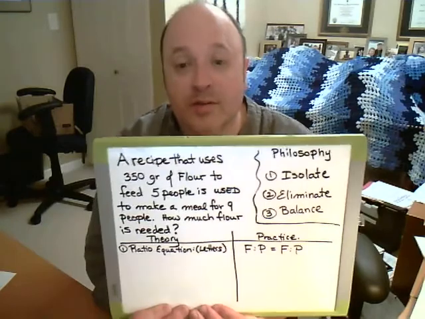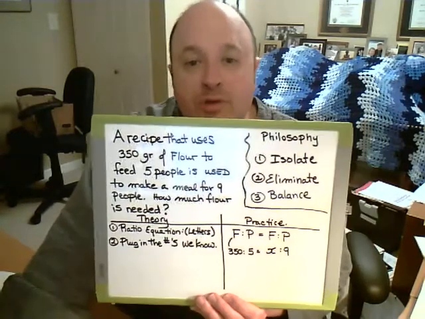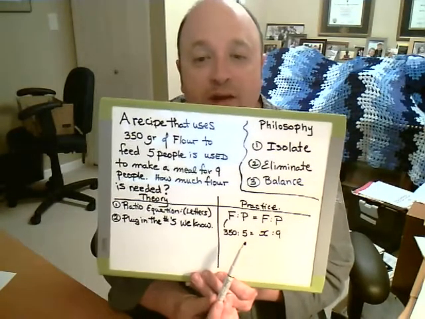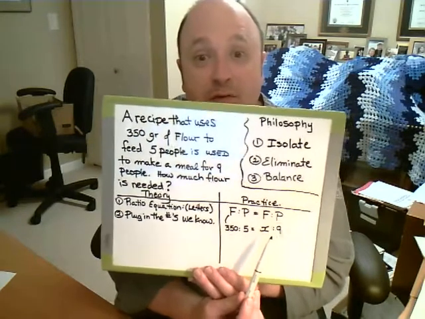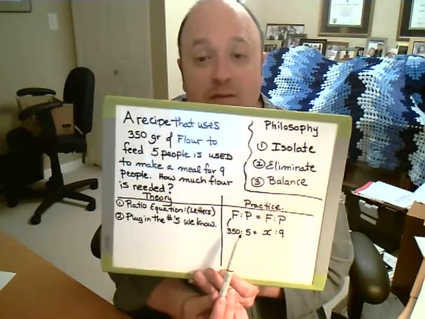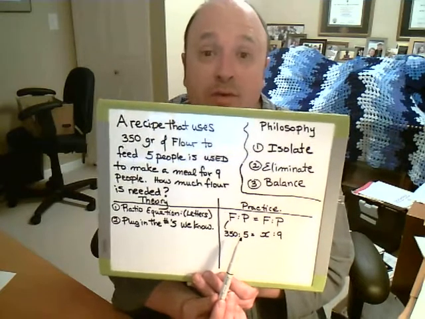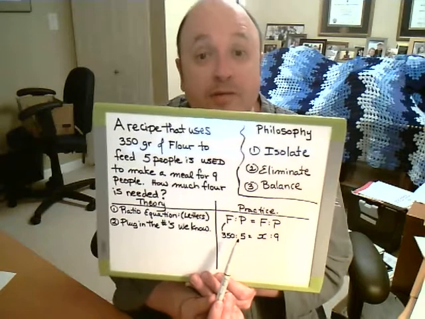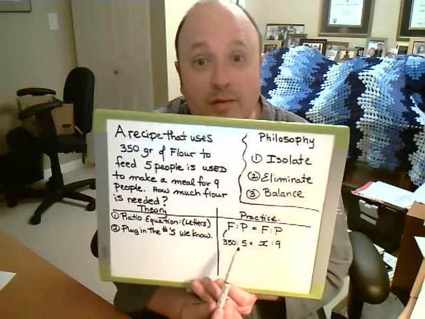So I've set up the letters, and now I plug in the numbers. Let's see what that looks like. So from the recipe, I know that 350 grams feeds 5 people. And I want to figure out how many X grams feeds 9 people. So this is what I call a ratio equation, and these little colon symbols mean the word "to." And what we can do is convert those to fractions, because all ratios are just basically fractions. So now we can convert it to a fraction, which we know how to solve, because we're smart. Let's have a look.